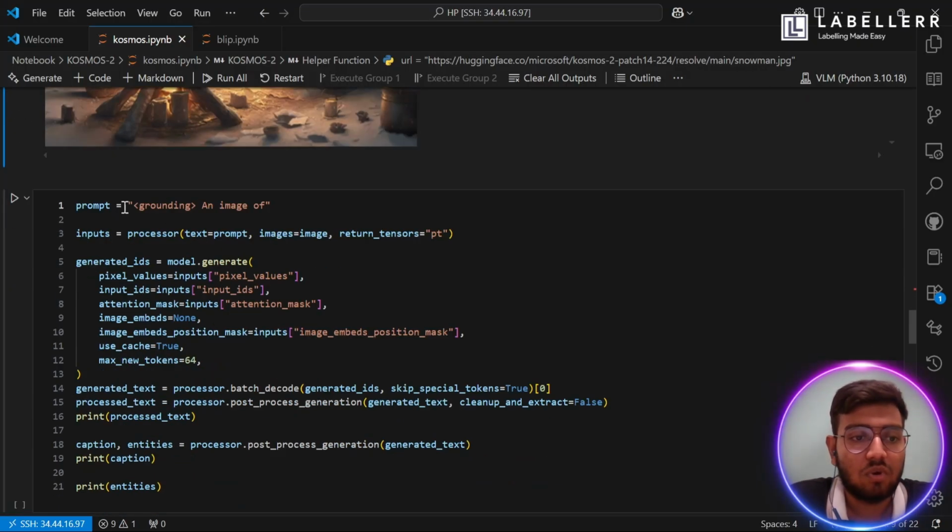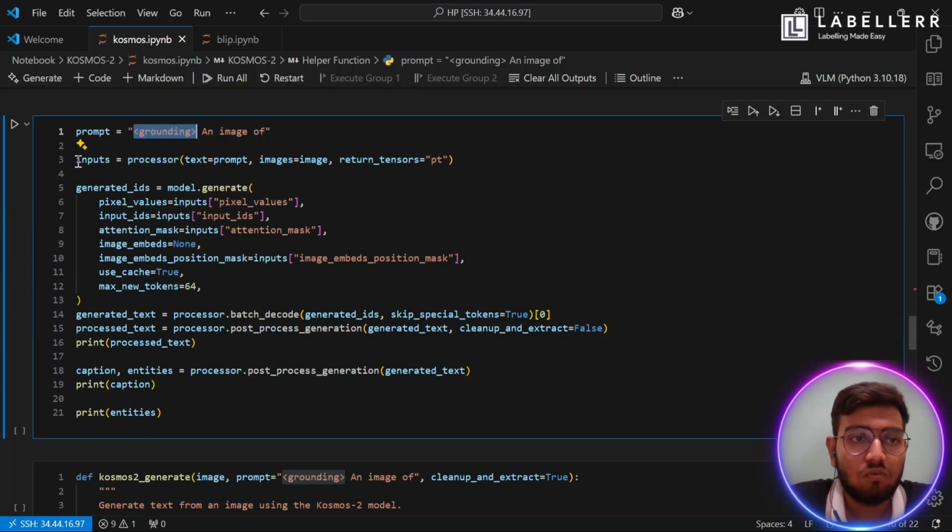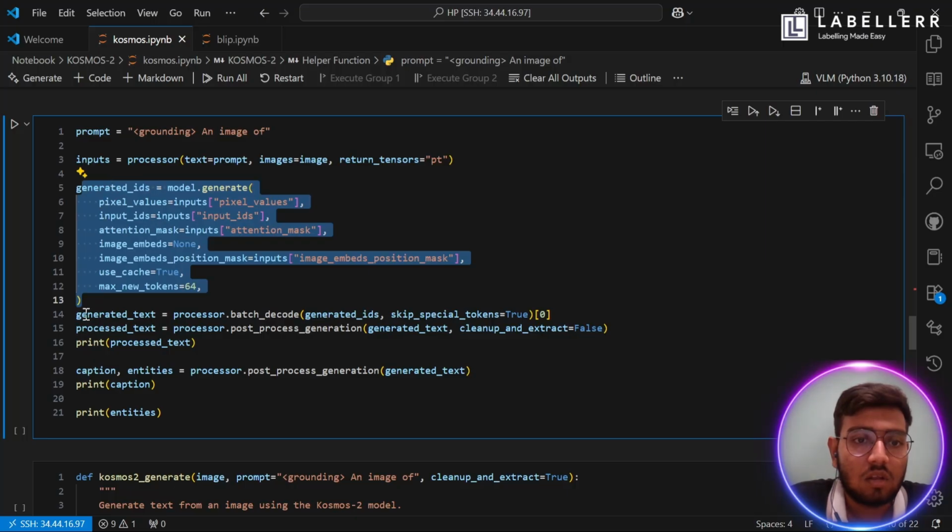So to run this Cosmos 2, I have to give a prompt. As you know, in the research paper, I mentioned that grounding is used to implement the grounding feature of Cosmos 2, where you will get the address or a hyperlink to the object image. Then a processor provides the prompt to detect an image, and then you perform this. Then these are the generated text and processed text, which are shown here.